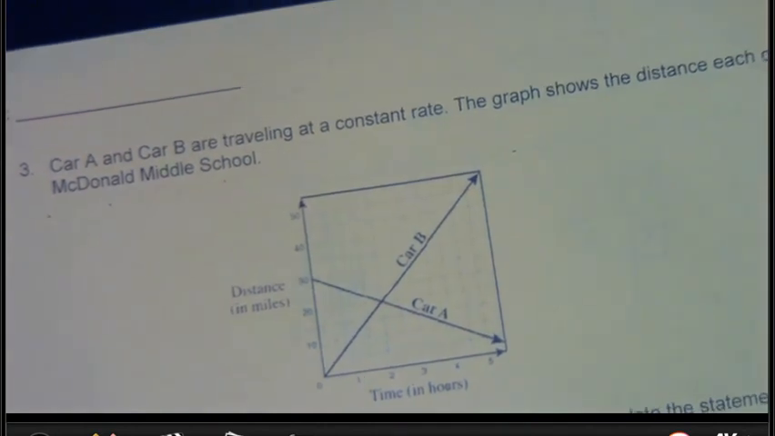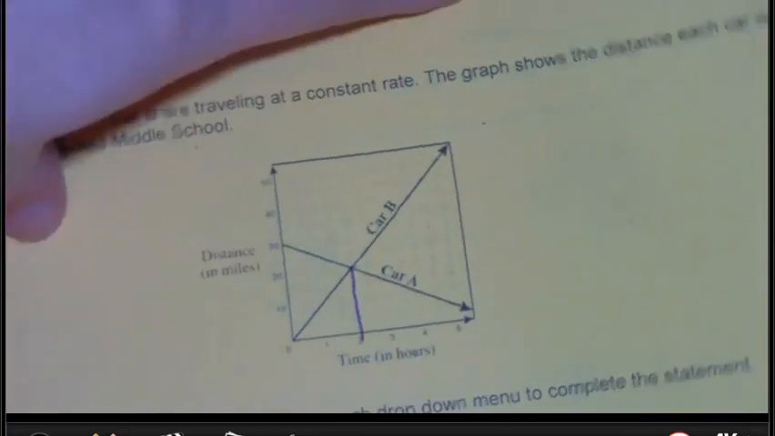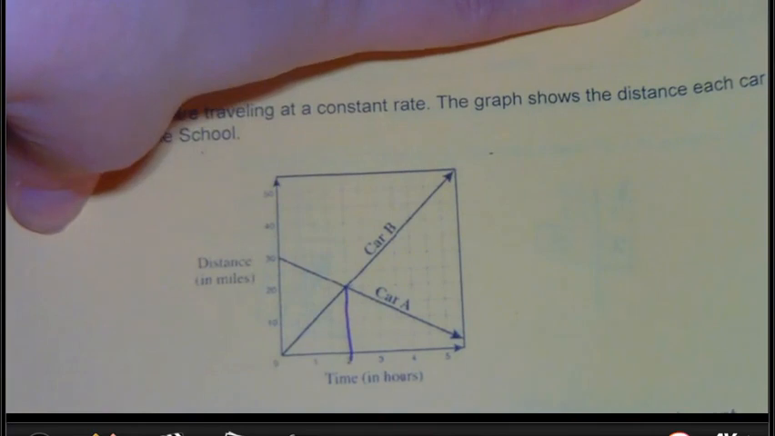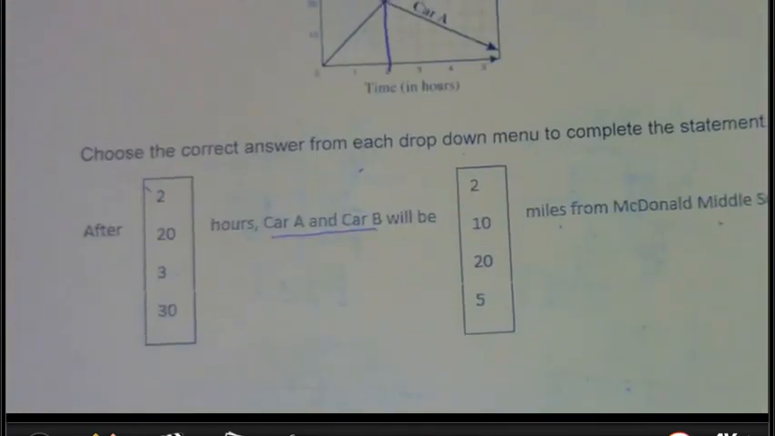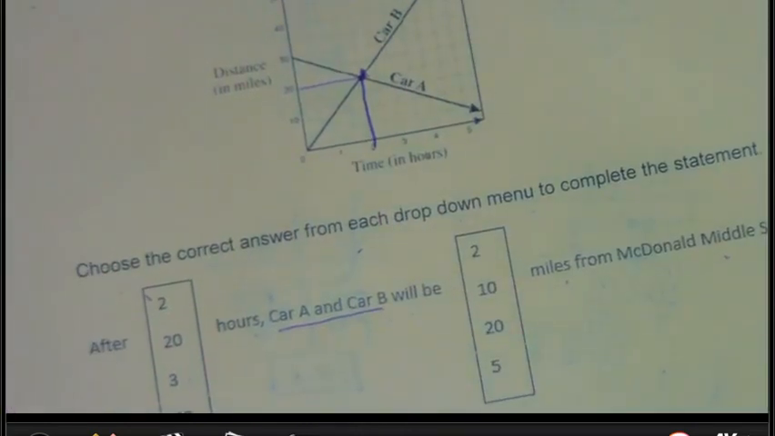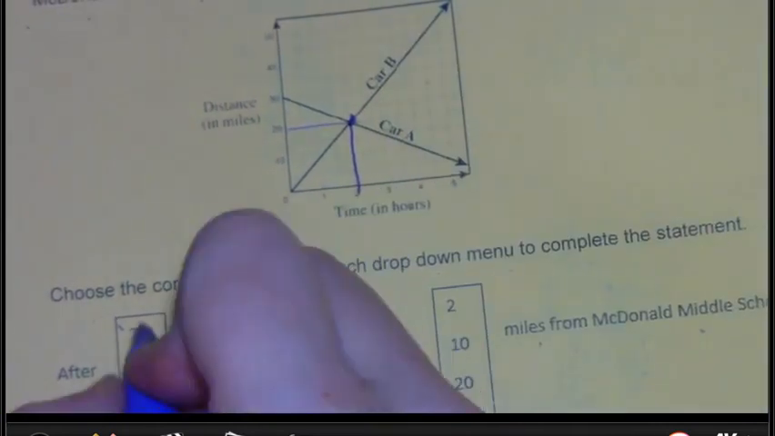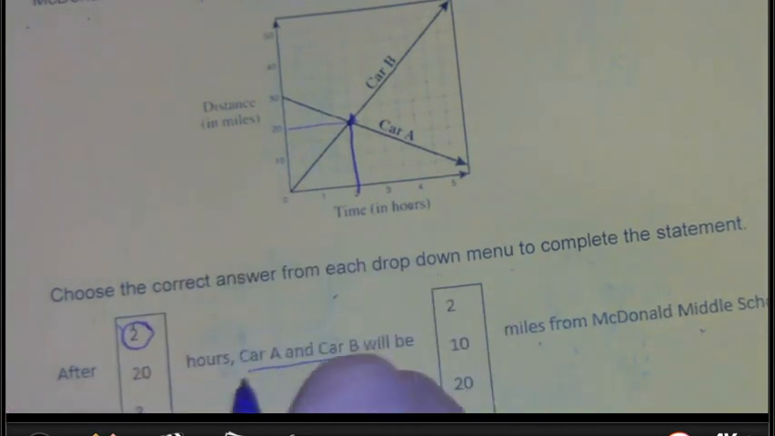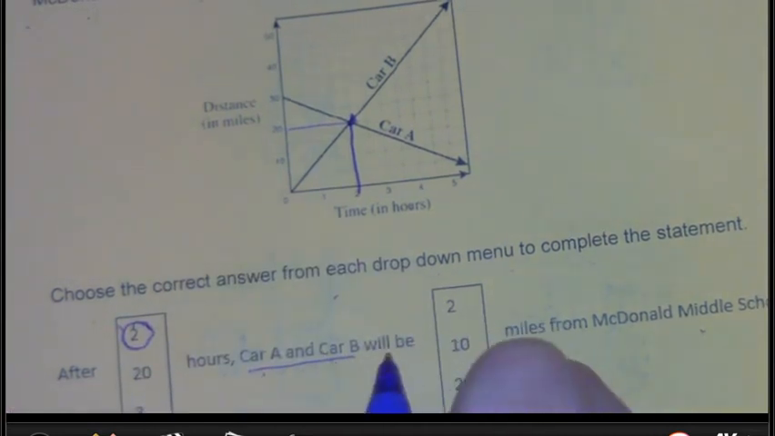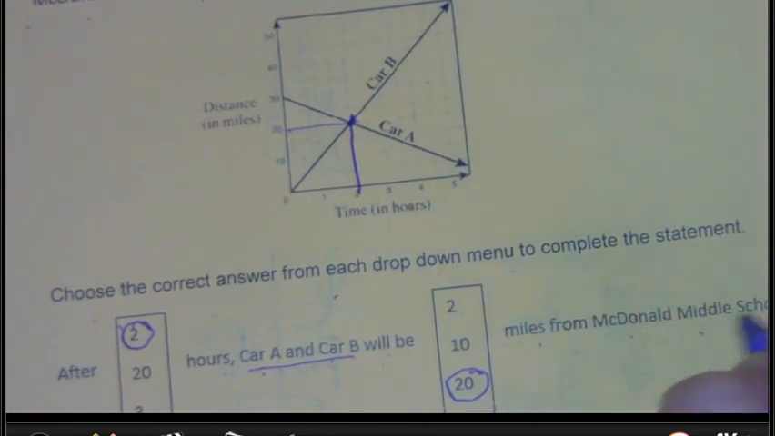So this sounds like it is asking for the point of intersection because it is putting car A and car B together in the same sentence. So I need to see the point of intersection, which is the point where car A and car B cross my line. Well, it looks like after 2 hours, car A and car B will be 20 miles from McDonald Middle School.